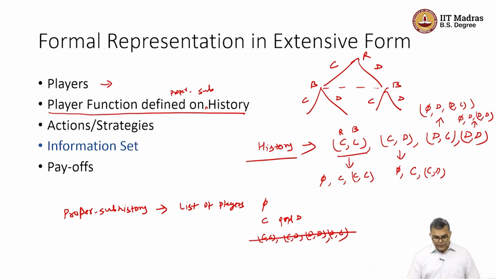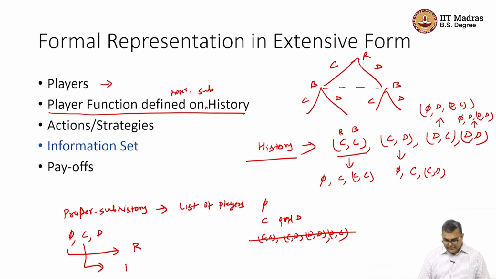So where do we need to define it? Here we need to define at phi, C or D. So we need to say who moves at phi. Phi indicates the beginning of the game, the initial node. So at phi Ranga plays, at C Billa plays, and at D again Billa plays. That is the way the player function would be defined. Again we will use one or two more examples where it will become clear.